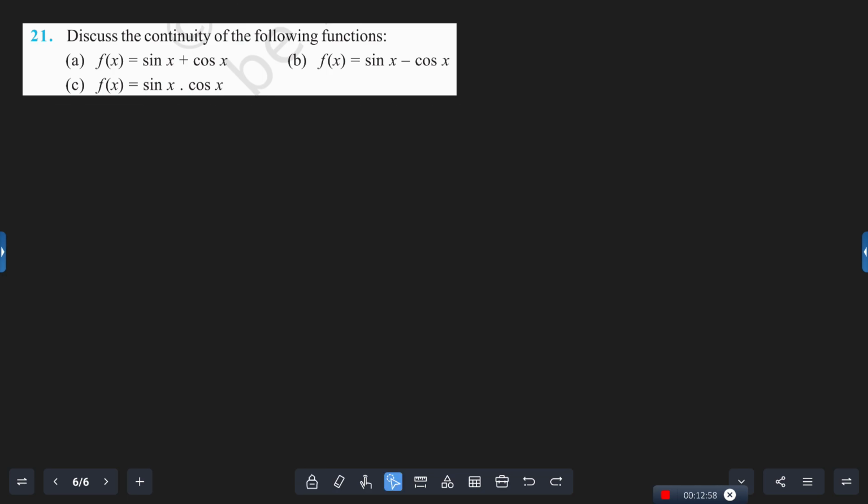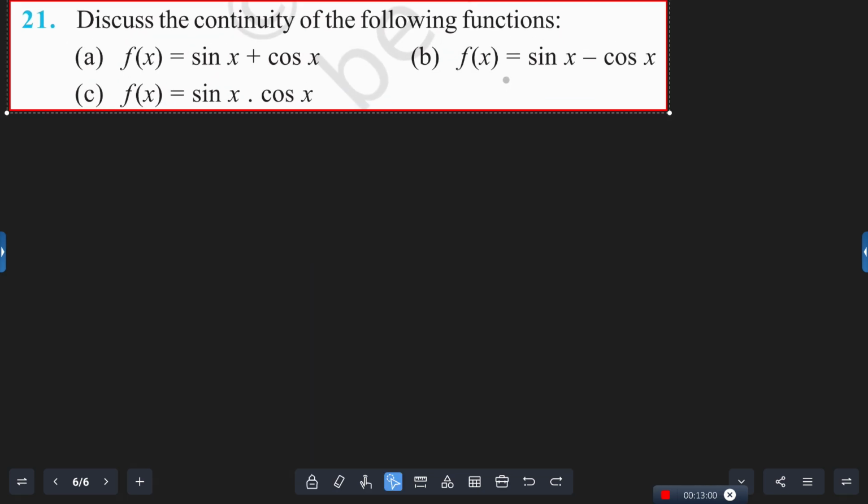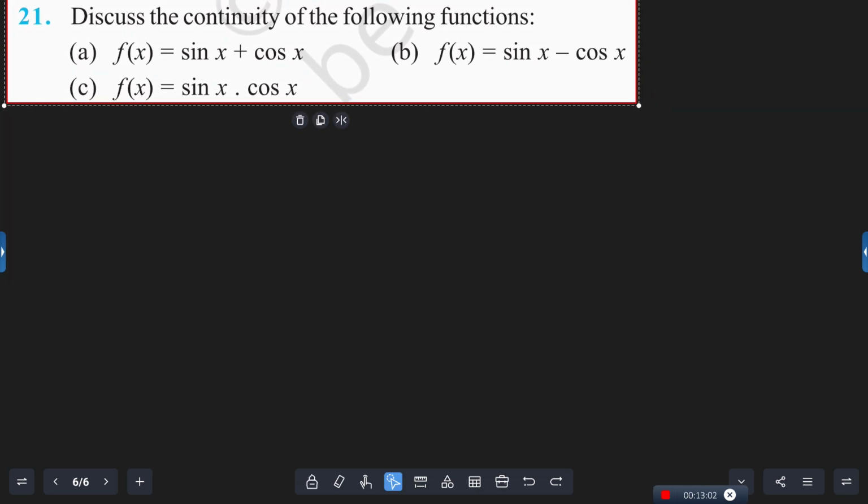Next, listen. Here they gave some specific function. Discuss the continuity of the following function. Trigonometric functions they gave, in addition, multiplication, subtraction, division. Before we go into this question, you want to learn the continuity of sin x and the continuity of cos x. Shall we see that? So let's go to the next page.